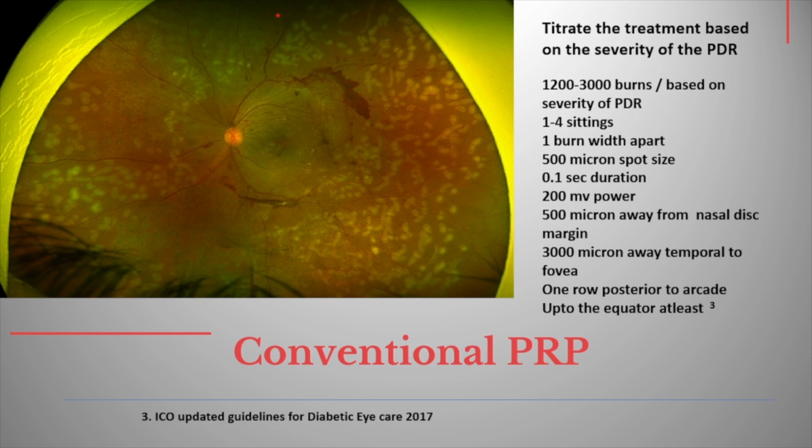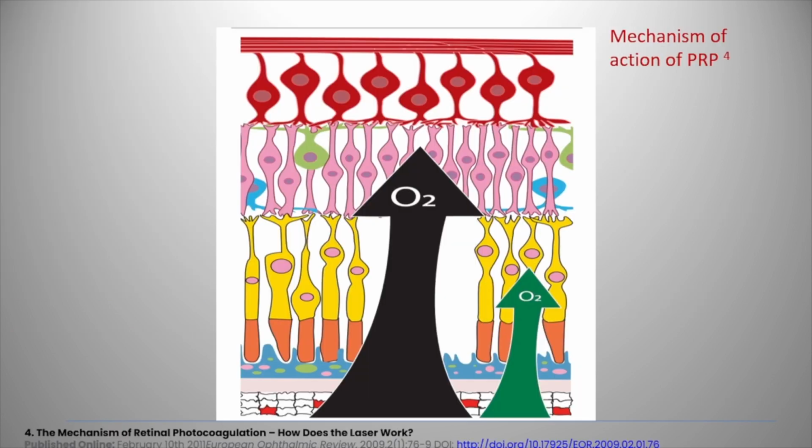However, they also recognize that you have to titrate the treatment based on the severity of the PDR. That means that in a severe PDR, we can also go to 0.5 to 0.75 burn width apart. How does pan-retinal photocoagulation work?